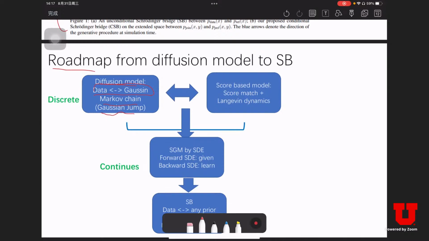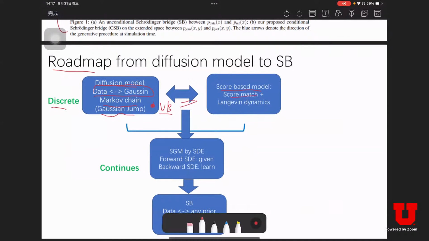Another perspective for this discretized diffusion model is the score-based models. Actually, the loss function we built here, based on the variational lower bounds, can also be worked out by the score matching, and the backward of the diffusion model actually is just Langevin dynamics. So these two things are consistent, and actually you can treat them as two different perspectives on the same models.